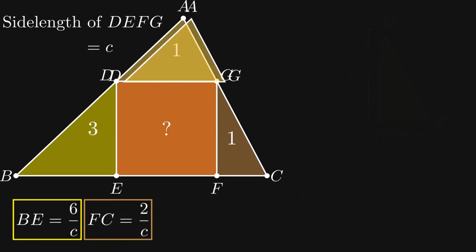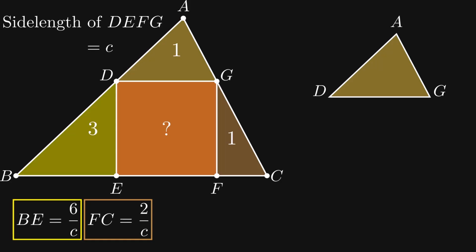Now, triangle ADG is slightly different because we don't have a height equal to the side length of the square. However, the base of triangle ADG is the side of the square, which has length C. So we can draw an altitude from point A to the segment DG and call the length of the altitude B. We can then find the area of triangle ADG as 1/2 C multiplied by B. Since we were told that the area of triangle ADG is 1, we can set up the following equation. Solving for B, we get B is equal to 2 divided by C.